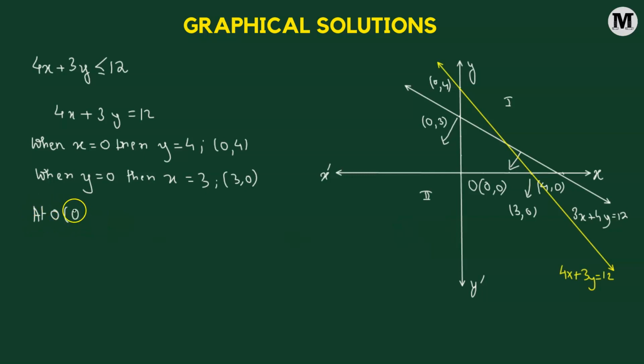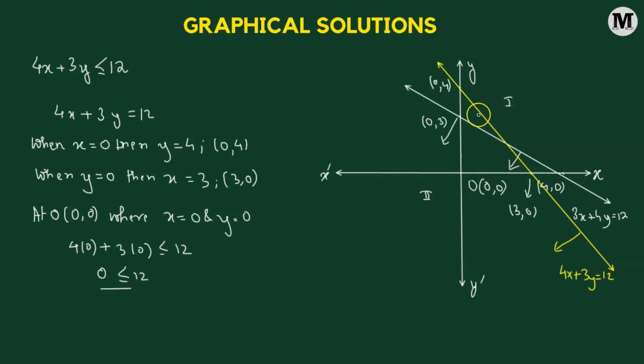At the origin 0, 0, we have x corresponding to 0 and y corresponding to 0 as well. For this case, we have 4 times 0 plus 3 times 0 less than or equals to 12, which gives us 0 less than or equals to 12, and it's a true statement. So that means the solution includes the region which contains the origin 0, 0. Our solution region is going to lie below the line.